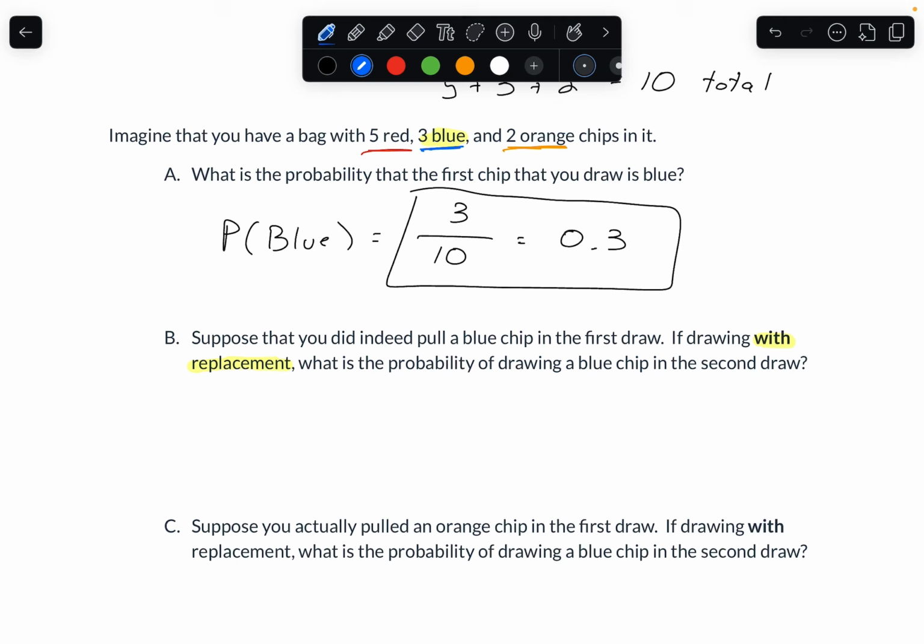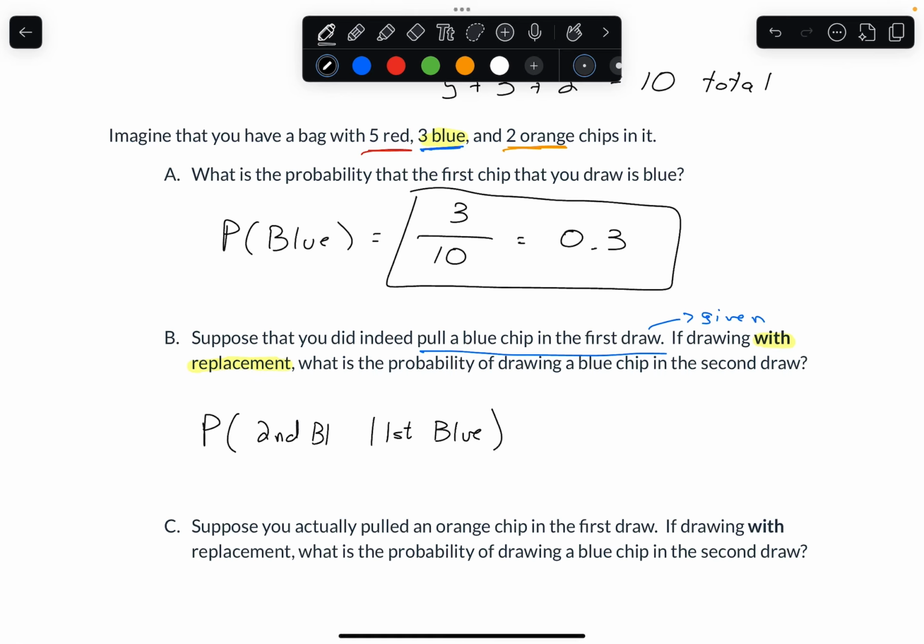So suppose that you did indeed pull a blue chip on the first draw. What this is telling me, this is my given right here. So pull a blue chip in the first draw, this is my given. So this is actually a conditional probability. So this is asking, okay, given that the first is blue, what is the probability of drawing a blue chip in the second draw? So, okay, if the first is blue, what's the probability that the second is also blue?